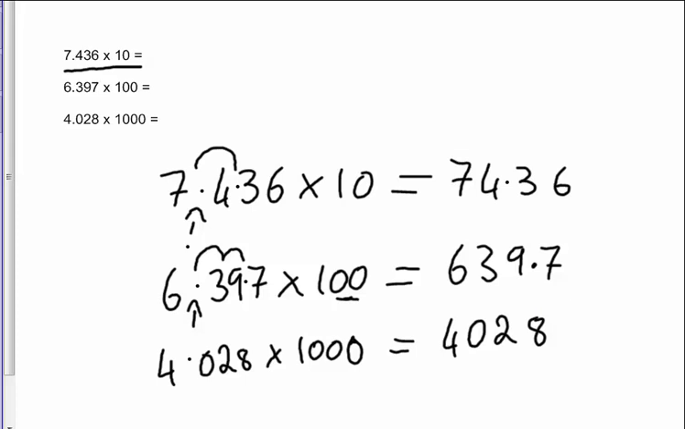So if I'm multiplying by 1000, that has 3 zeros. So I'm going to skip the decimal point along 3 places from where it is. So let's go 1, 2, 3, and this time it's going to come after the 8. And so our answer this time is 4028., and we see our decimal point there, and that's how we multiply by tens, hundreds and thousands.